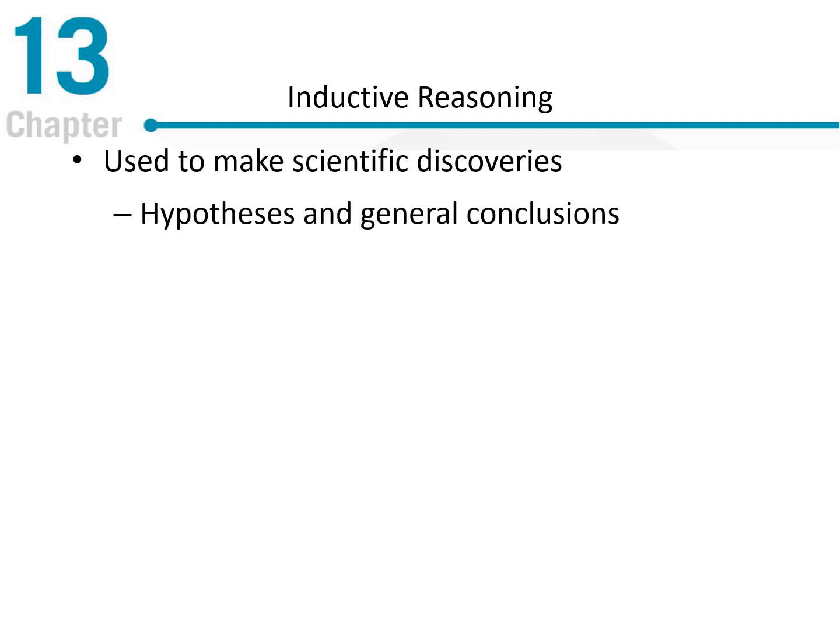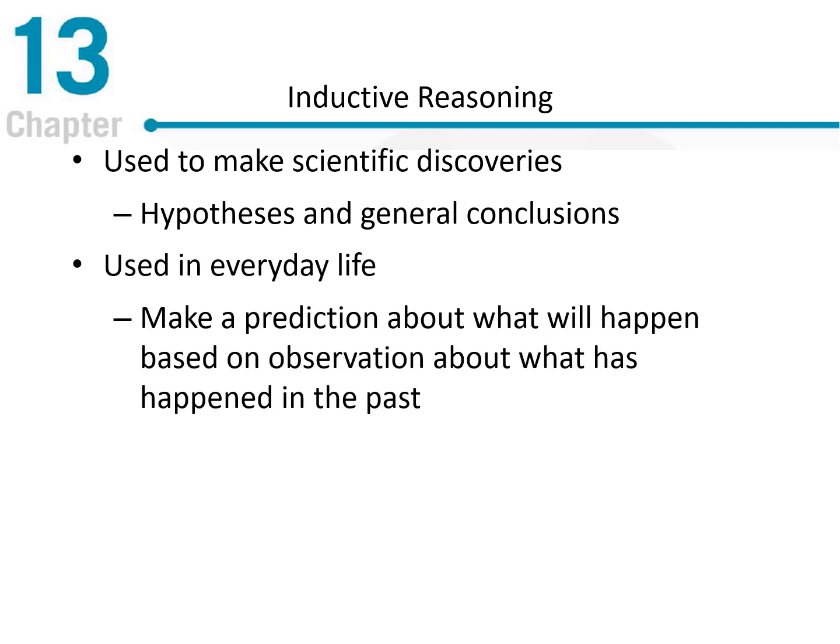And we use this type of reasoning to do a variety of things. So we use this type of reasoning for scientific discoveries, for example, making hypotheses and general conclusions. We also use this type of reasoning in everyday life, making predictions about what will happen based off of an observation about what has happened in the past. So if we've made an observation about something that's happened before, we're making some sort of a prediction or judgment about what's going to happen now based off of that past experience.